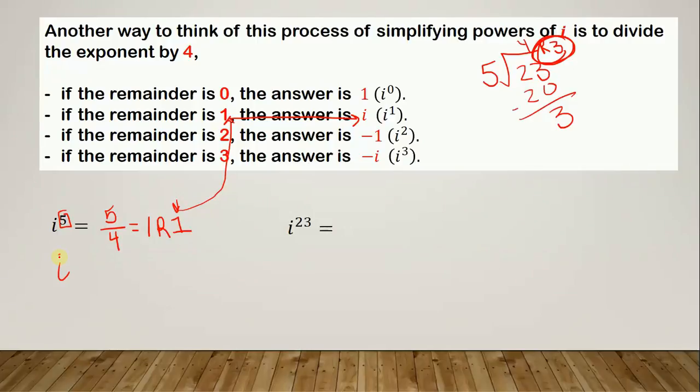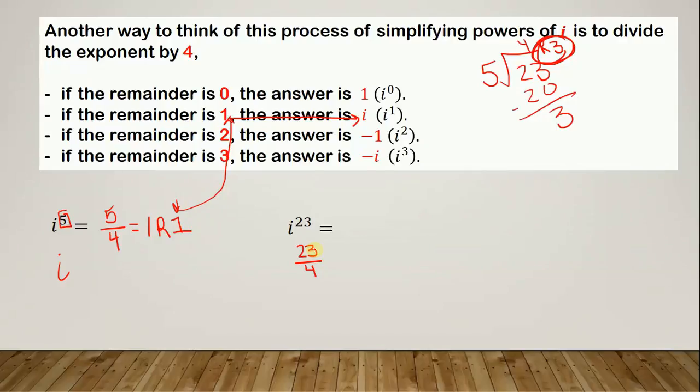Let's try a bigger one. i to the 23rd. So how many times does 4 divide into 23? If you do it on your calculator, you are going to get a decimal, something like 5.75. That's okay, but you know what? That 0.75, that's not the remainder. That's in decimal form. We want to know how much is left over.